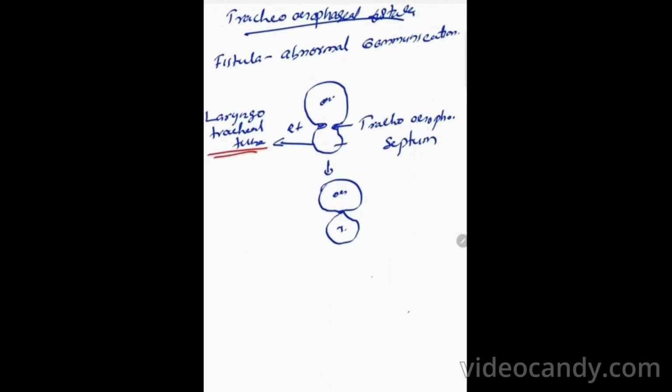Then if there is any developmental arrest in the formation of the septum, it leads to an abnormal communication between the trachea and esophagus. That is known as the tracheoesophageal fistula. So how will you write the definition? You write: tracheoesophageal fistula is an abnormal communication between the esophagus and the trachea.